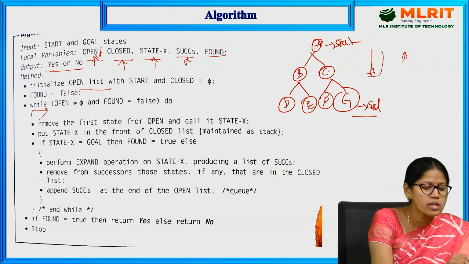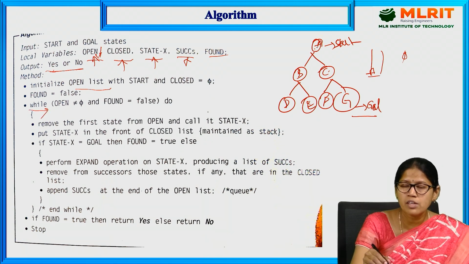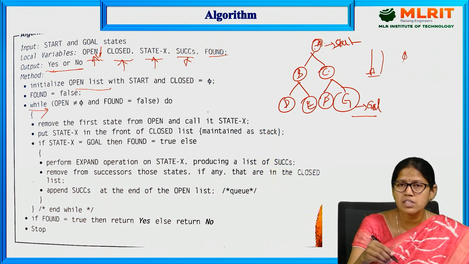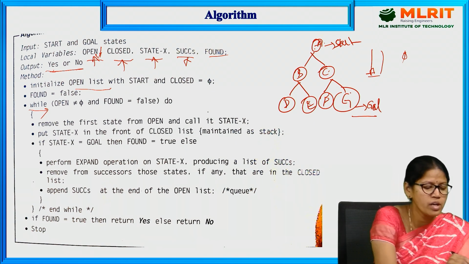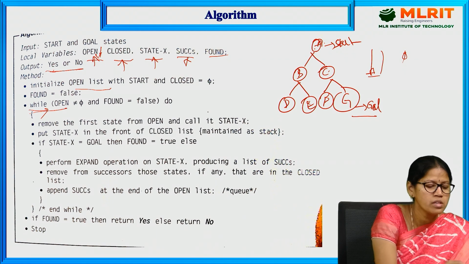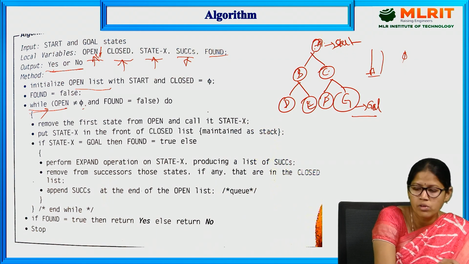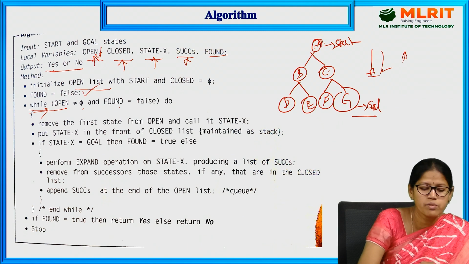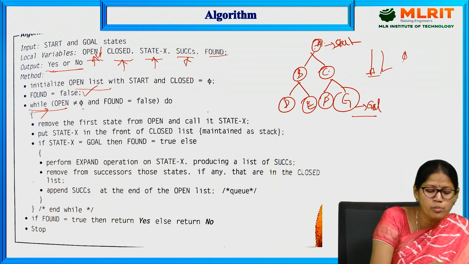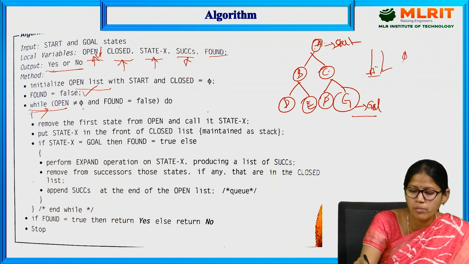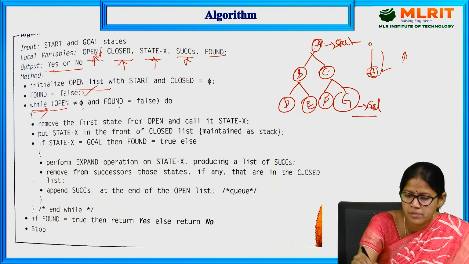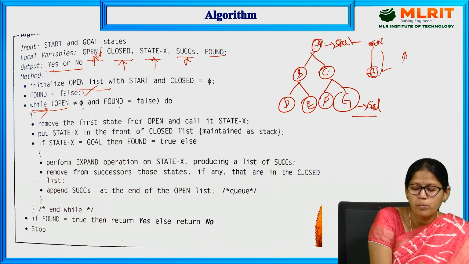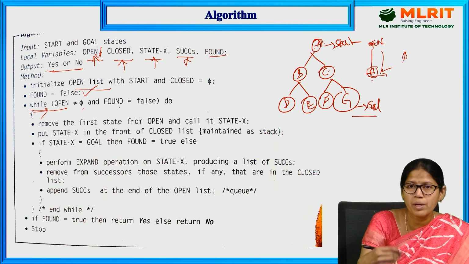Why we have taken a loop: we need to iterate over all these nodes A, B, C, like that. We need to visit all the nodes. That's why we have to take a loop. That's why while open is not equal to empty, and found equal to false. Then remove the first state from open, and call it state x by pronouns.